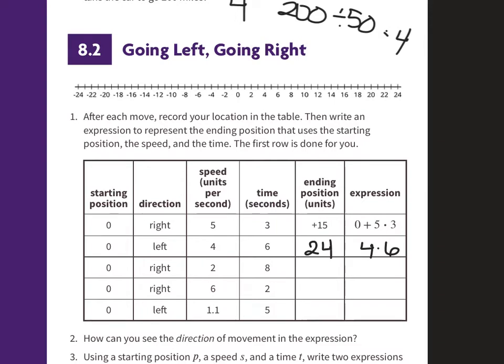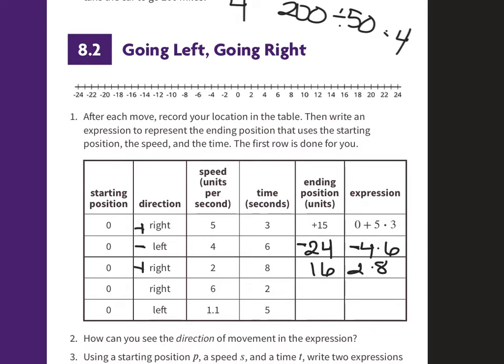Okay? Oh, we're going left. So if we go right, everything's positive, right? If we go left, everything's negative. So we're just going to move this negative. So you could go negative 4 times 6. Okay, this one we're going right. So we're going to go 2 times 8. And we get 16.